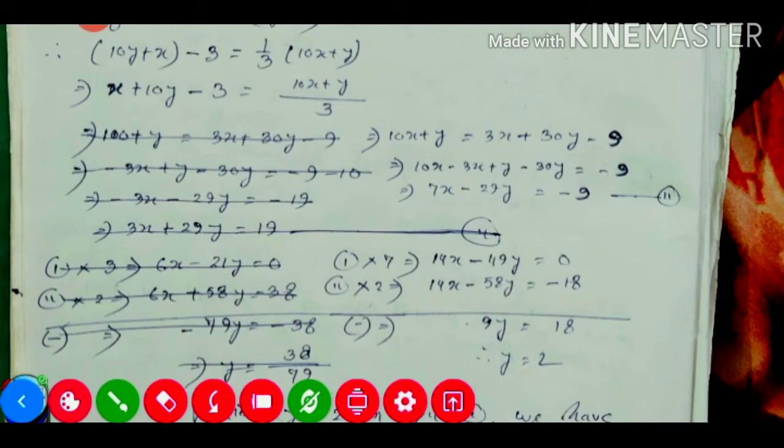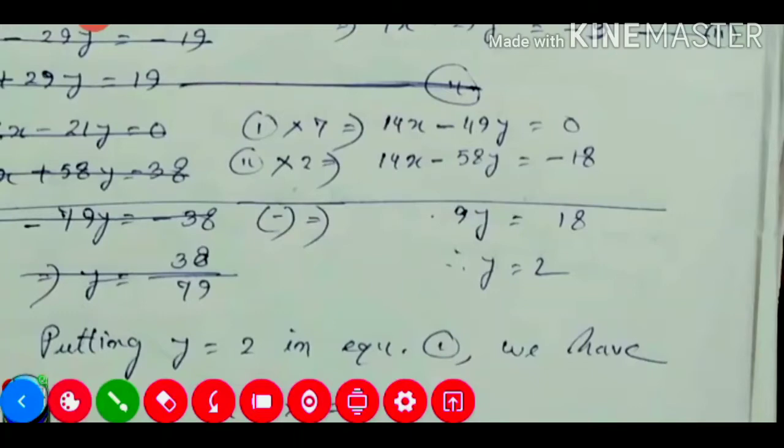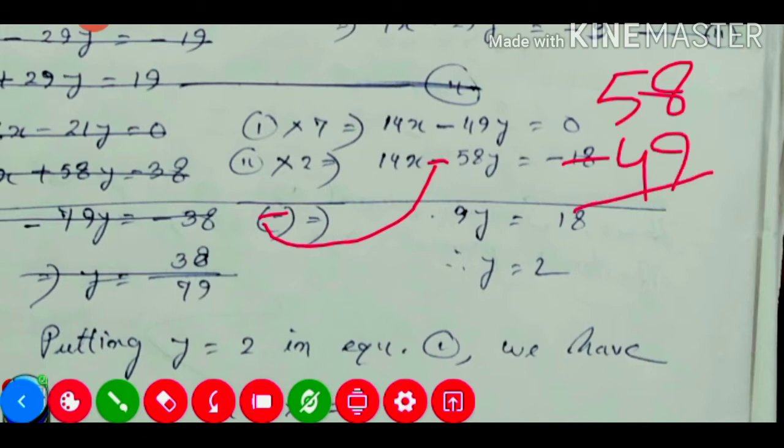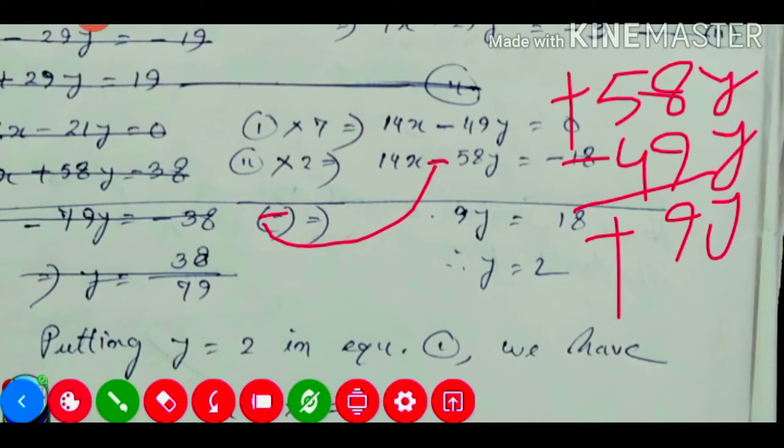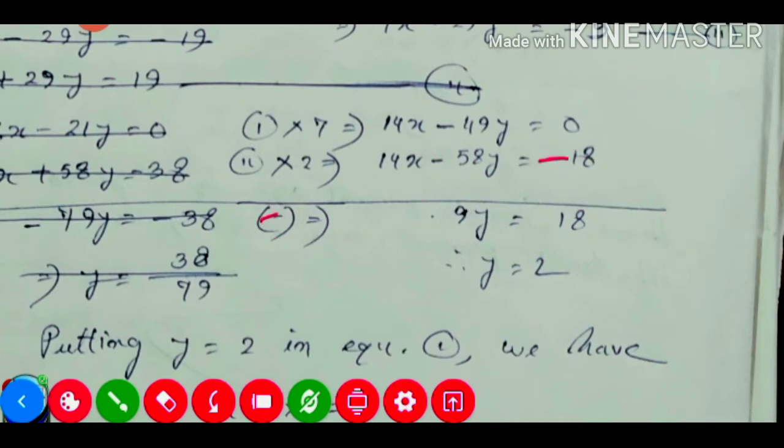Now here we got 14x both equal, and the sign is also equal, so for opposite sign we need to do the minus sign. That means we need to subtract equation number 2 from equation number 1. So if we subtract, this 14x will cancel, and this one minus, and here also minus, so minus minus will be plus. So plus 58 minus 49 is equal to 9, because the big number is plus, so it will be plus 9y. So we got plus 9y, and this one minus, this one also minus, so minus minus plus 18. Now 18 divided by 9 is equal to 2. So the y value we got is 2.